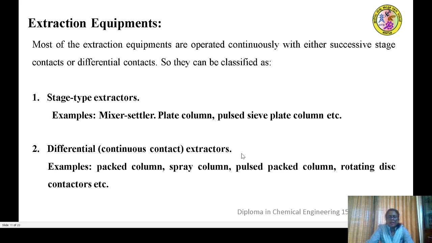Then you have the second category called the differential extractors. Examples of differential extractors are packed column, spray column, pulsed packed column, rotating disc contactor, etc. These are the equipments in which the two phases are in continuous contact. That is, throughout the equipment, they will be in continuous contact with each other.